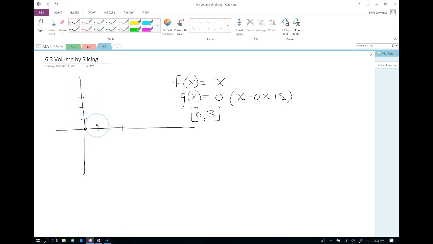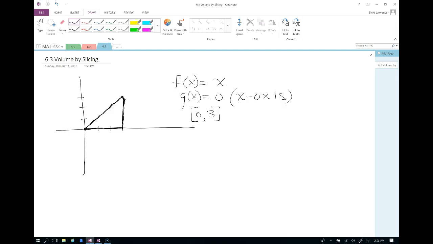So f of x equals x is just like the 45-degree line. Splits our first quadrant perfectly in half there with that diagonal line. G of x equals 0 is the x-axis. And then we just want to create the region that goes from 0 to 3. So we're going to drop a vertical line down at 3 to cut it off. So we've just got a triangle. So back in section 6.2, we talked about how we could find the area for that region.